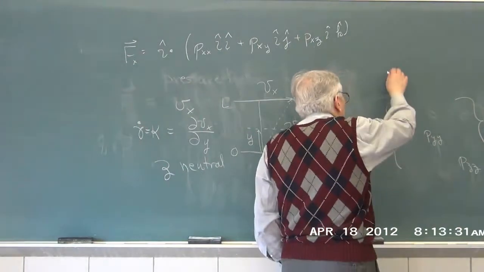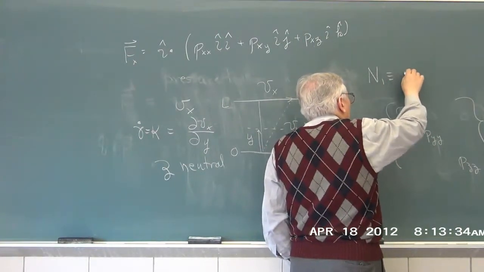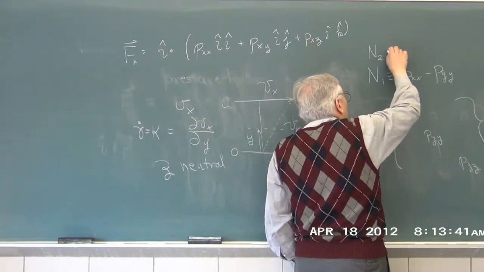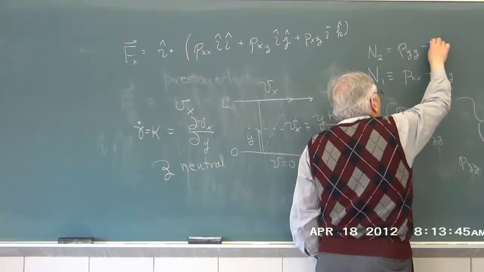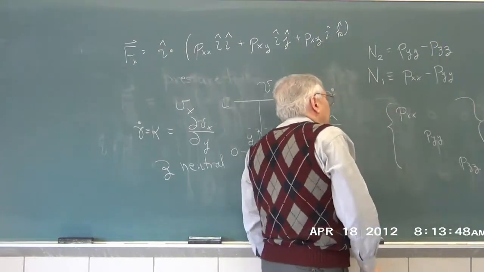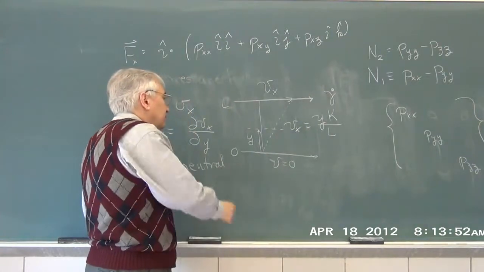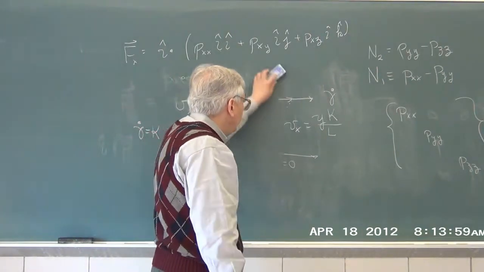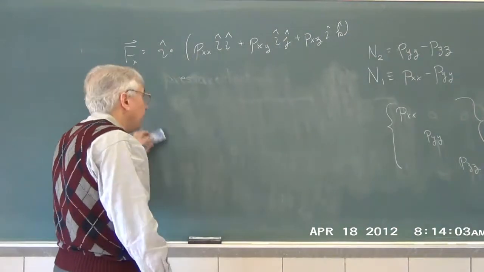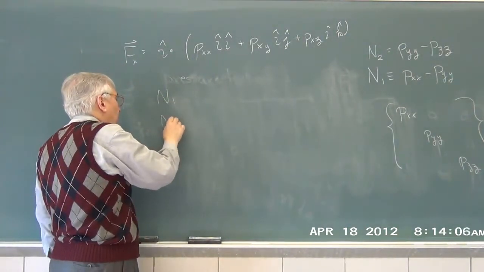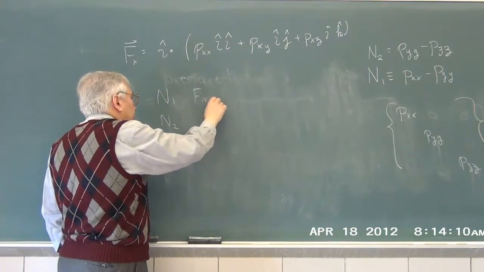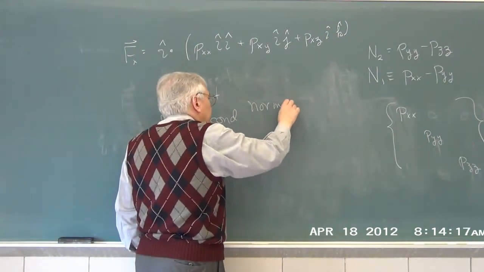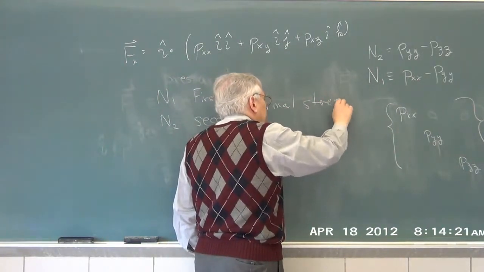And therefore, we can define something N1, which is PXX minus PYY, and N2, which is PYY minus PZZ. And having introduced the two N's, we don't need this anymore. This is just the direction in which we're getting a velocity shear. They have names, namely N1 and N2 are the first and second normal stress differences.